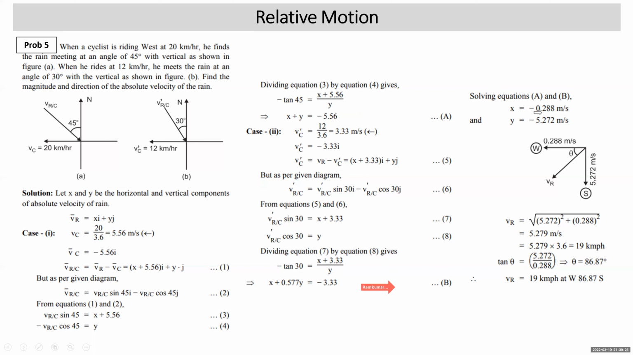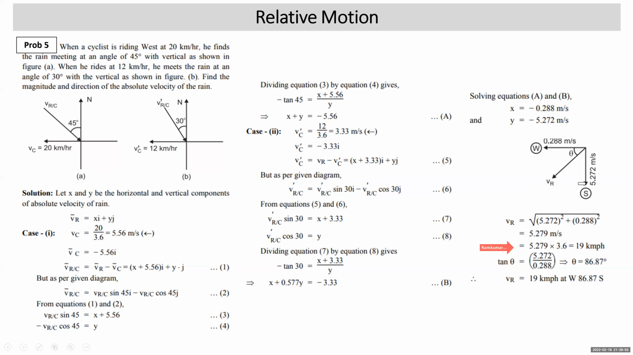x is negative 0.288 meter per second, y is negative 5.22 meter per second. x and y are the horizontal and vertical components of absolute velocity of rain. So x is negative means to the left, y is negative means downward. So this is going to be the resultant velocity of rain, right? Velocity of rain will be the square root of 0.288 squared plus 5.272 squared. That is 5.279 meter per second. All right. If you have to convert into kmph, multiply by 3.6, that comes around 19 kmph.